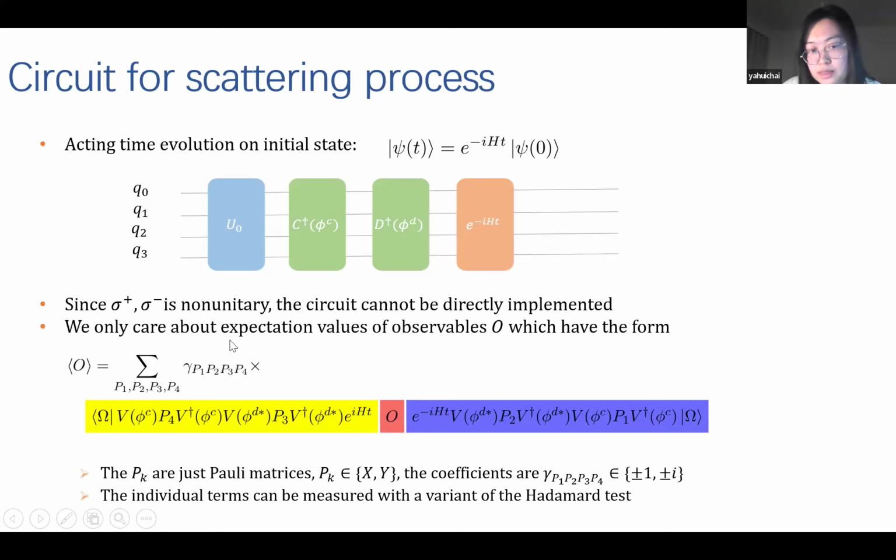But usually we only care about some expectation values of the observables. So if we write the expectation of the observables, then it's this formula. Here, V phi is still the circuit for the V-packet preparation, and the operators P4, P3 are the Pauli operators because of the sigma plus and the sigma minus. And in the other case, it's a similar formula, but maybe P1 is different to P4, so we need a Hadamard test to measure this observable.